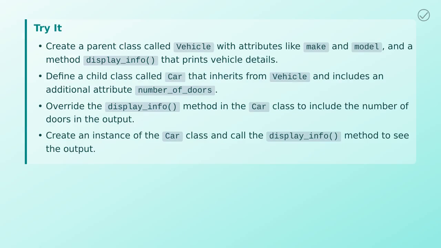Now put what you've learned into practice. First, create a parent class called vehicle with attributes like make and model, and a method display_info that prints vehicle details. Also, define a child class called car that inherits from vehicle and includes an additional attribute number_of_doors. Also, override the display_info method in the car class to include the number of doors in the output. Finally, create an instance of the car class and call the display_info method to see the output.